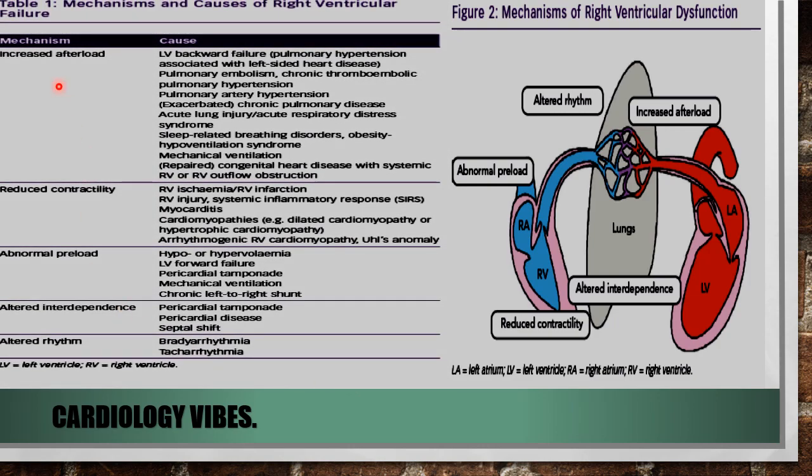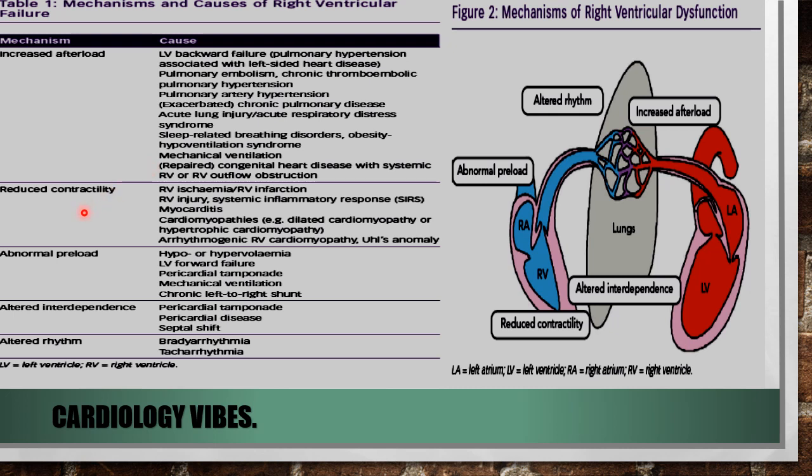So if the underlying mechanism is increased afterload, the possible causes may be left ventricular backward failure, pulmonary hypertension associated with left heart diseases, or it can be because of pulmonary embolism, chronic thromboembolic pulmonary hypertension. It can be because of pulmonary artery hypertension, exacerbated chronic pulmonary disease, acute lung injury or acute respiratory distress syndrome, sleep-related breathing disorders, obesity, hypoventilation syndrome, mechanical ventilation, and repaired congenital heart diseases with systemic right ventricle or right ventricular outflow obstruction.